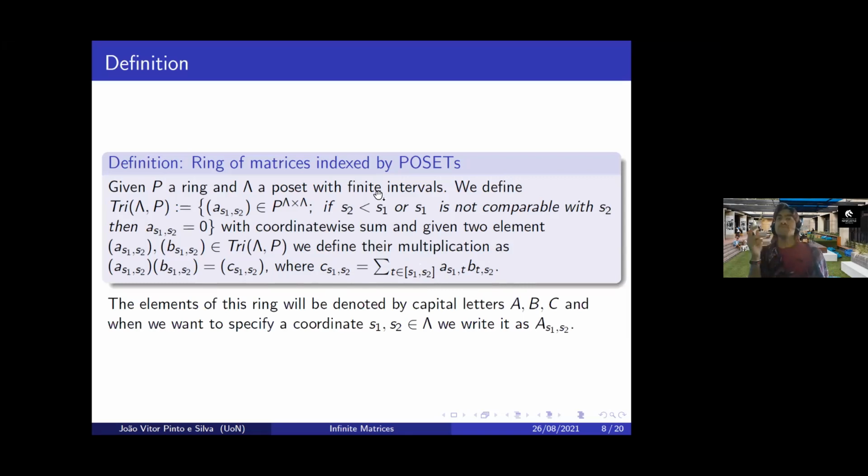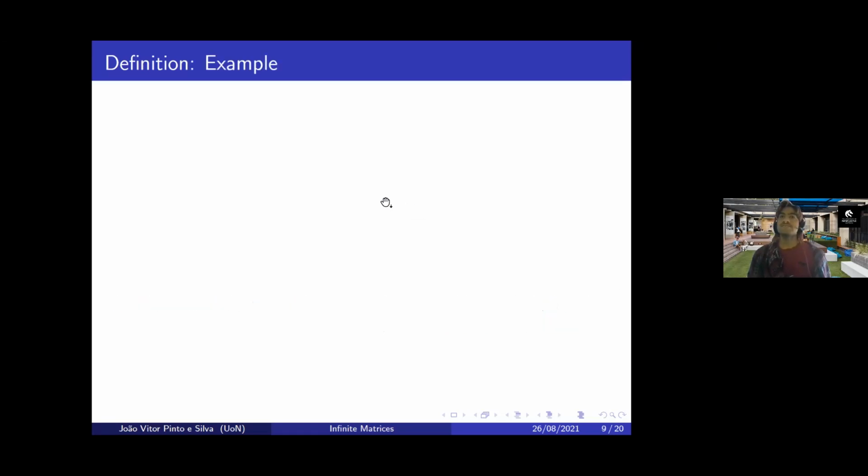And from now onwards, we will denote the elements of these rings with capital letters, A, B, and C. And if we want to specify a coordinate (s1, s2) in Λ, we will write A_{s1,s2} to specify the coordinate. I think the definition is quite formal and dense. So let's give an example that might make it easier to see what's happening.